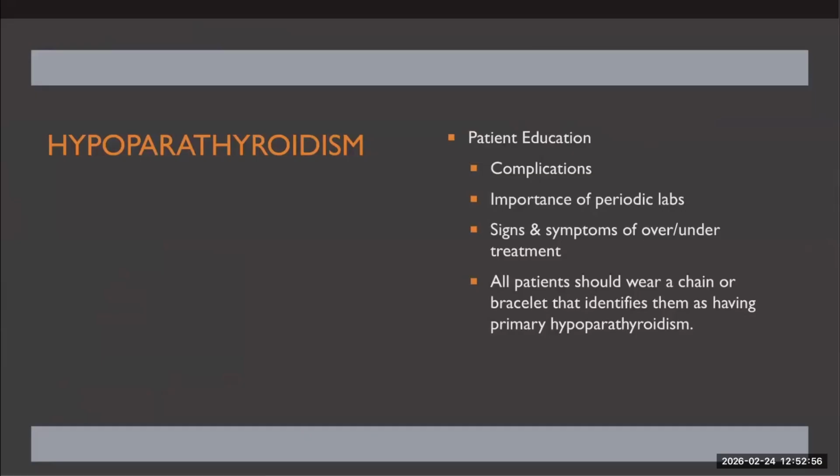So talk to your patients about complications, importance of periodic labs. You don't want to lose these patients to follow up. They need routine labs. Make sure their calcium levels are okay. Make sure they understand the different signs and symptoms of over and under treatment. How would they know the signs and symptoms? What are you going to tell them? What are they, basically problems with calcium? High calcium or low calcium, what are they going to have? Any tongue tingling around their lips, the paresthesias, stuff like that. Make sure they're aware, both directions, hypocalcemia and hypercalcemia, because what if they just take too many calcium tablets? Now their calcium levels go up.